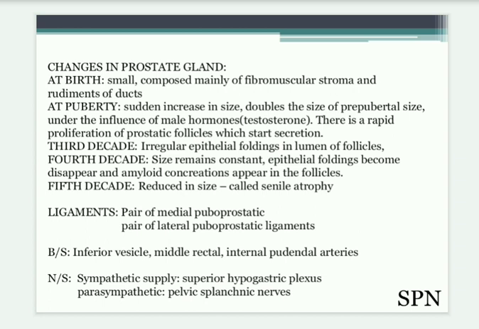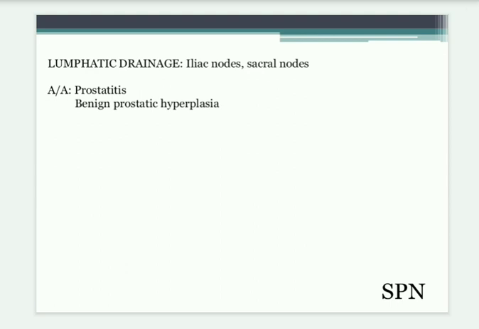The ligaments are a pair of medial puboprostatic and a pair of lateral puboprostatic ligaments. Blood supply is by the inferior vesical, middle rectal, and internal pudendal arteries. Nerve supply: sympathetic supply by the superior hypogastric plexus, parasympathetic by the pelvic splanchnic nerves. Lymphatic drainage is by iliac nodes or sacral nodes.